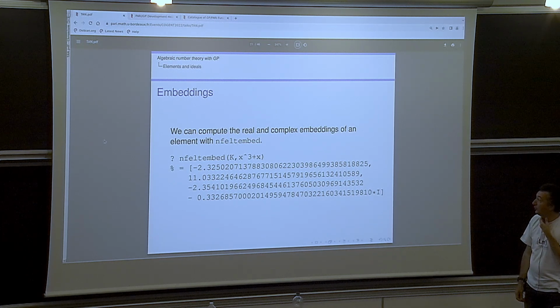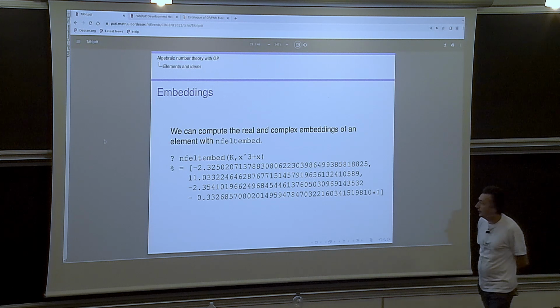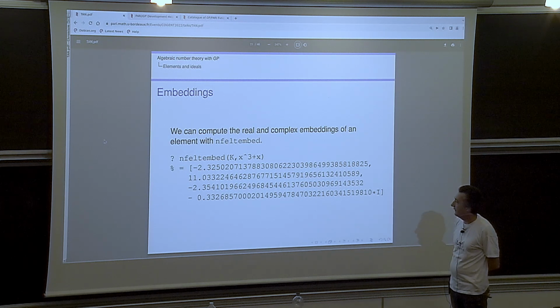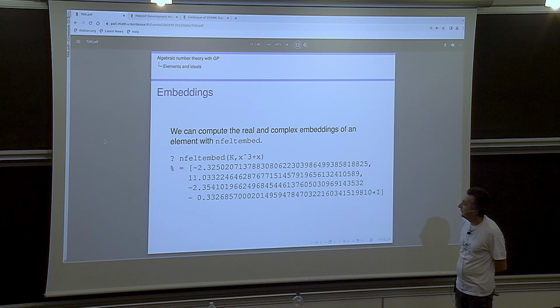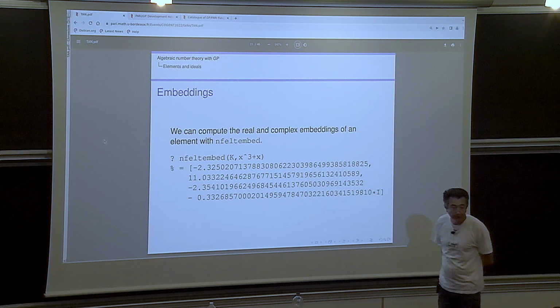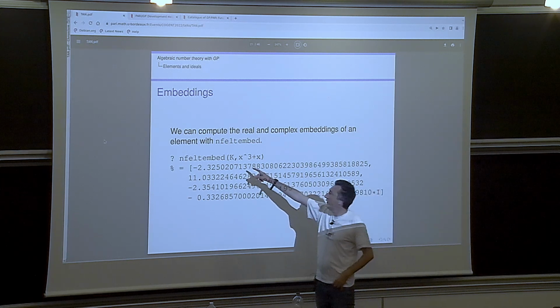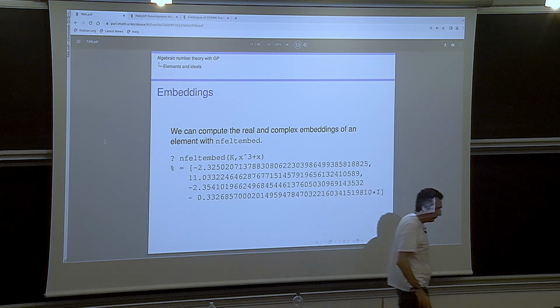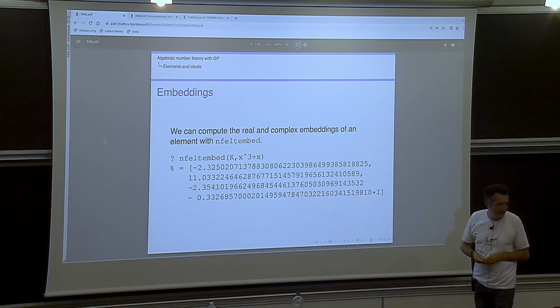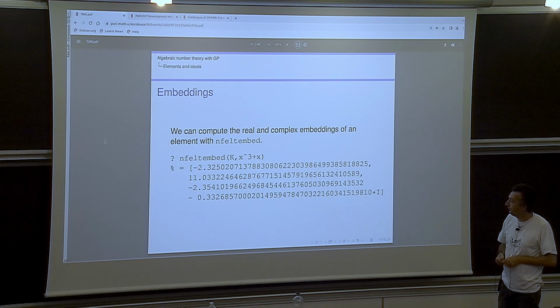So we can also compute the embeddings, the real and complex embeddings, using nfeltembed. So you get, okay, you get this, and the order of the embeddings is stored in K, so it doesn't depend. So every time you call the function, you get the same order for the embeddings. You see.